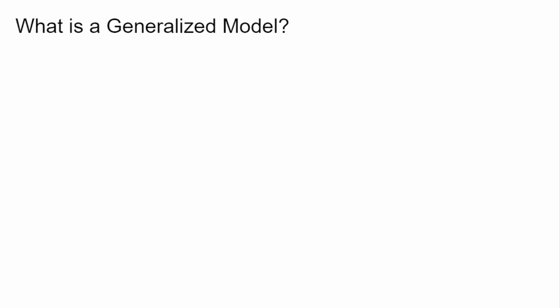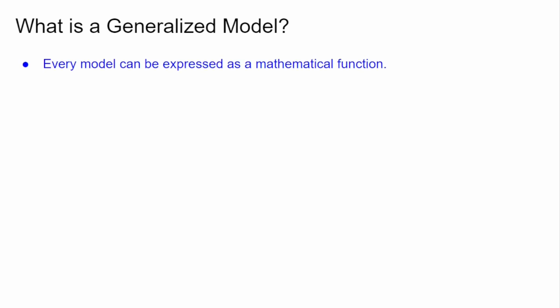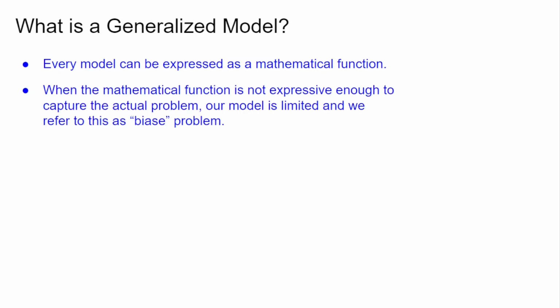All right, so what is model generalization? Think of it this way. A model, even if it is an LLM or a random forest, can be expressed as a mathematical function. When these functions are not expressive enough to capture the actual problem, the models are limited because they are trying to fit to whatever they have seen, and they may not be able to move forward and fit your production data. This is the underlying fact which causes what we call a bias problem, where the model itself is limited in its ability to know.